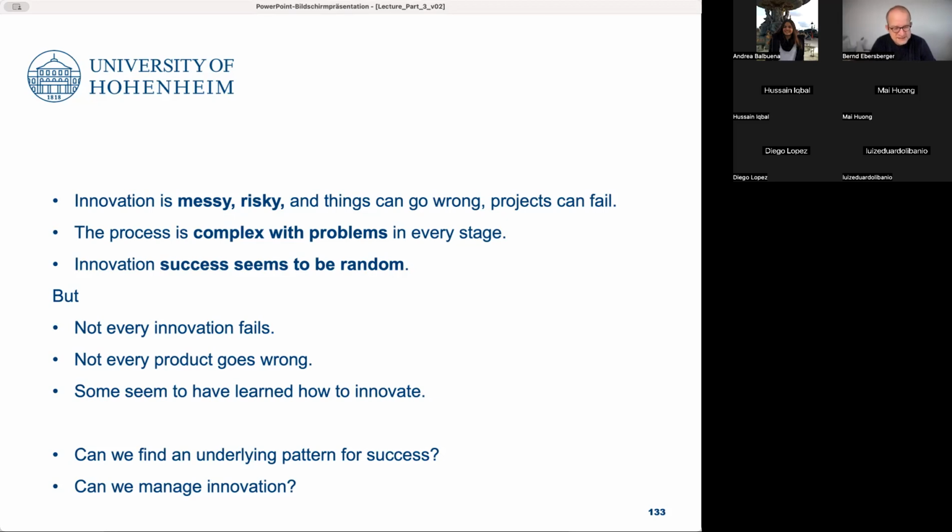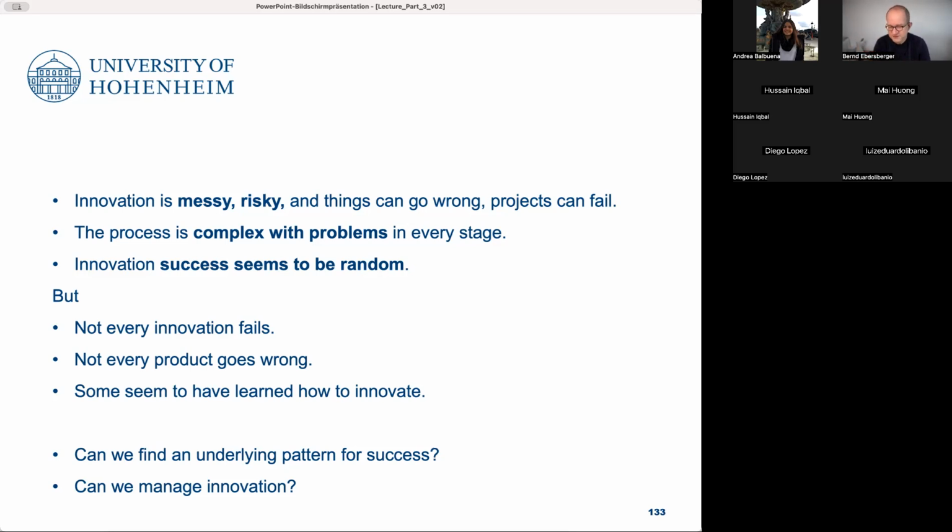So the innovation process is rather complex with lots of problems in every stage, and it is complex because, as we have said earlier today, there are a lot of different actors that you need to include.